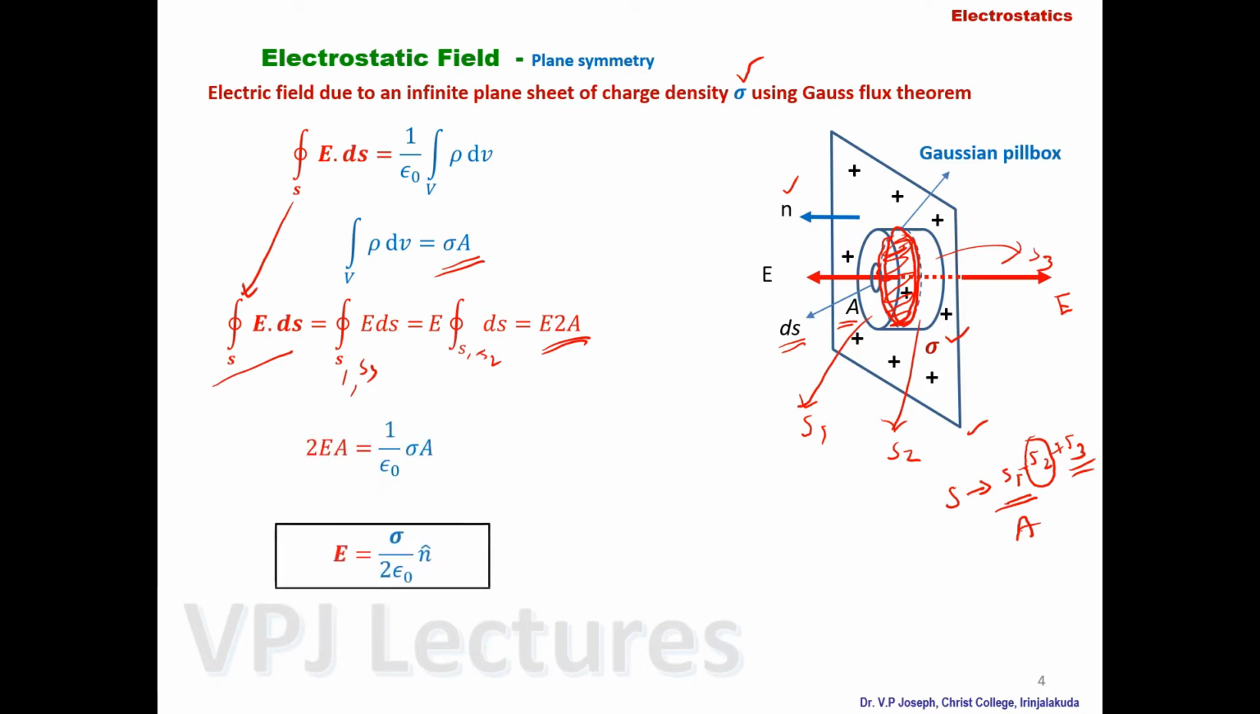Now substituting this, we get E into 2A is equal to 1 by epsilon 0 into sigma into A, so that E is equal to sigma divided by 2 epsilon 0 in the direction of n, and this is the expression for electric field near an infinite sheet of charge. Here the sheet of charge means there is no thickness assigned to the charge, only a thin film is taken into consideration. So the electric field near a thin film of charge is equal to sigma by 2 epsilon 0.